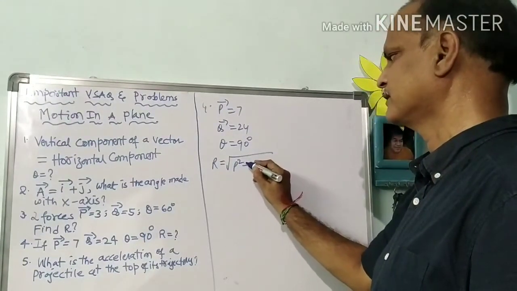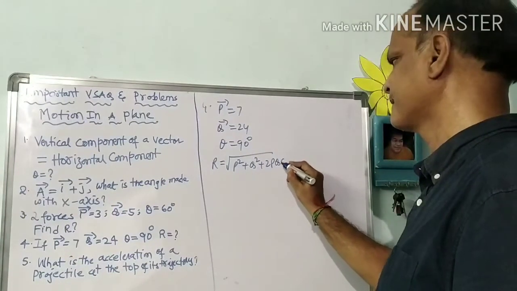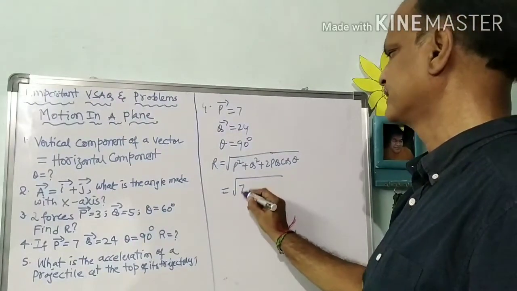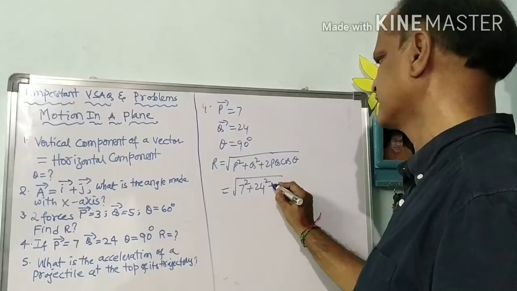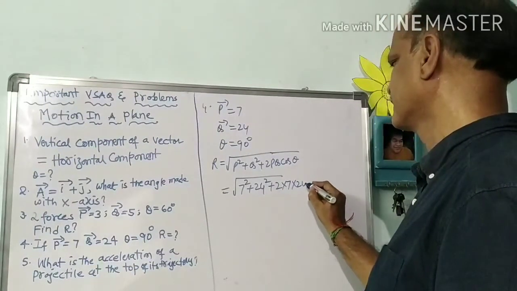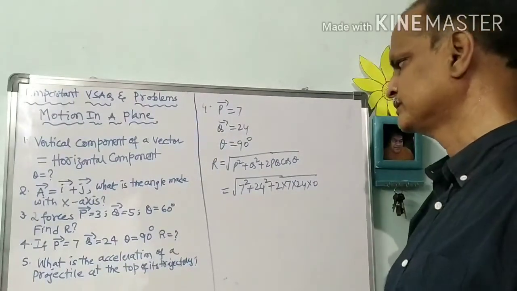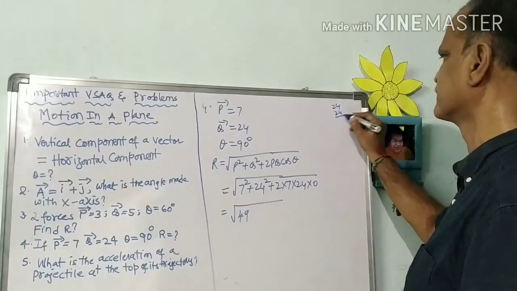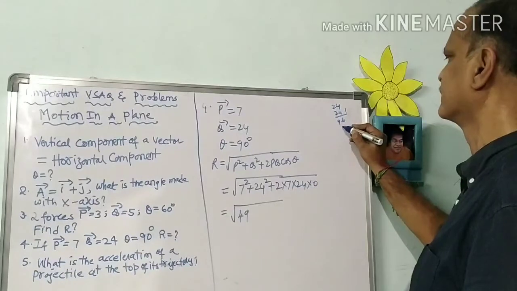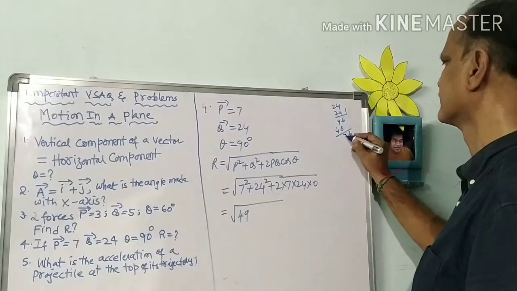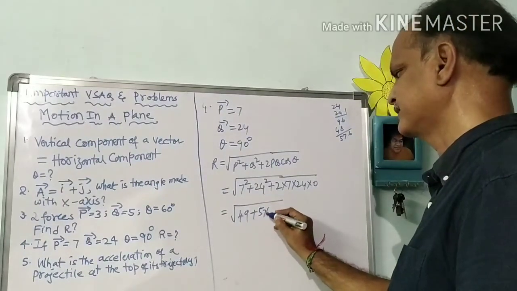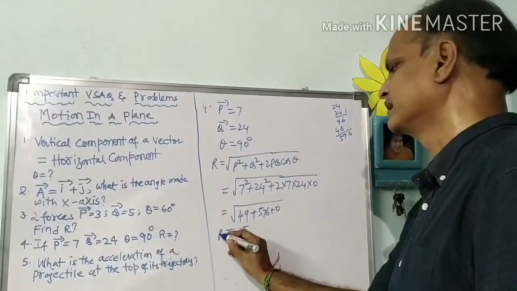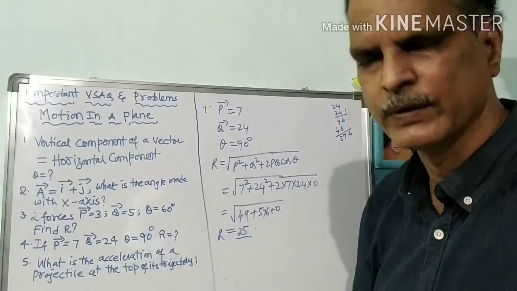Again, R is equal to root of P square plus Q square plus 2PQ cos theta. So now we can say root of 7 square plus 24 square plus 2 into 7 into 24 cos 90. Cos 90 is 0. So here we have root 49 plus 24 square, which is 576, plus 0. So this is 625. So root 625 means 25. So R will be 25 units.